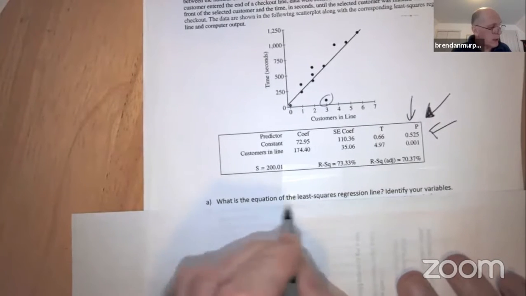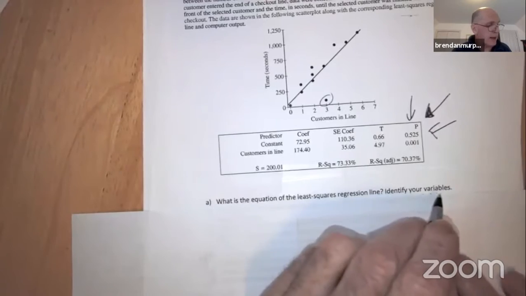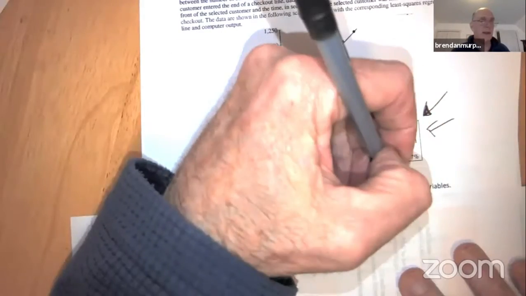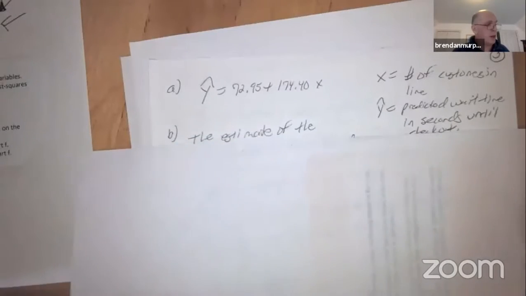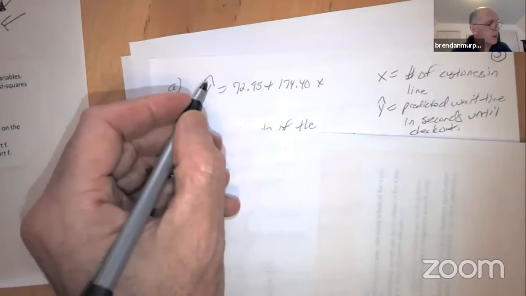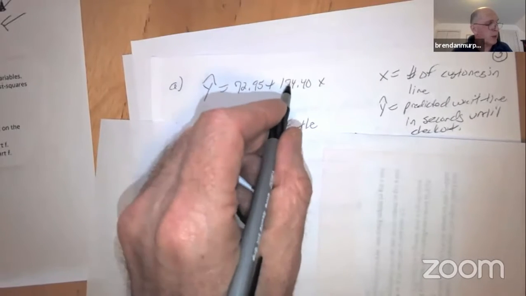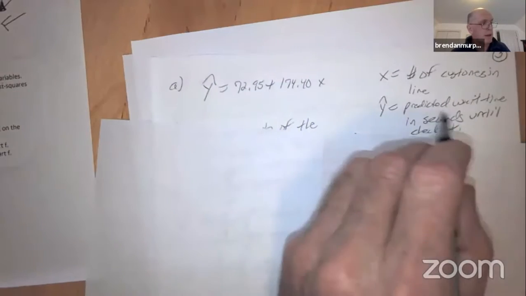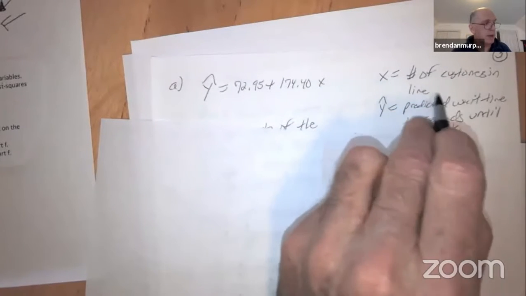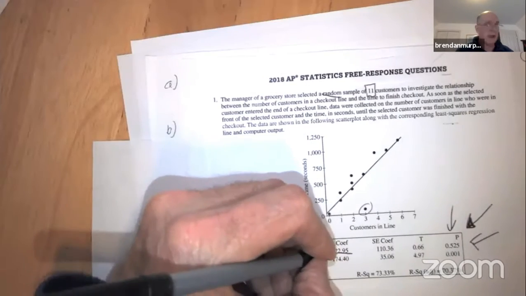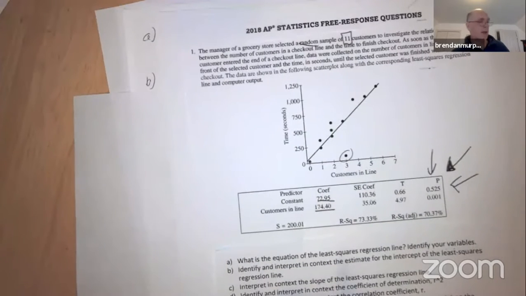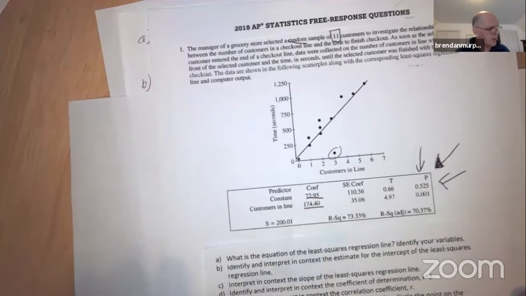So question A, what is the equation of the least squares regression line? Identify your variables. Well, even if that wasn't there, please identify your variables. So I'm going to have to jump back and forth just because there were too many parts of my question. I said y hat equals 72.95 plus 174.4x. And over here I said x is the number of customers in line and y hat is the predicted wait time in seconds until checkout. And again, I'm getting those 2 numbers right there from my generic computer output. And so hopefully you practice that, and that felt like a relatively straightforward part of the question.